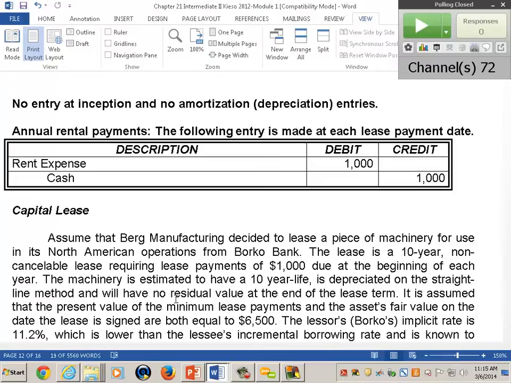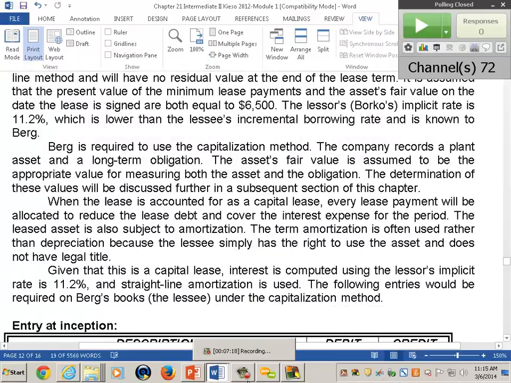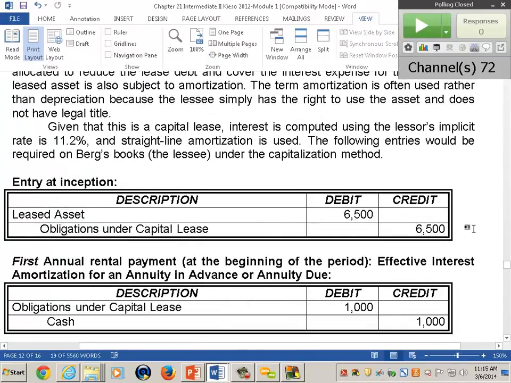Now, on the other side of this, if any one of those four conditions happen to be met, then you would have a capital lease. So let's say, and I'll try to review some of the nuances, that the fair value of the asset or the present value of the minimum lease payments, the lower of the two, is $6,500. That becomes for the lessee the leased asset and the lease liability, the obligations under capital lease. So when you have a capital lease, the lessee is required to have the asset and the obligation on their books.